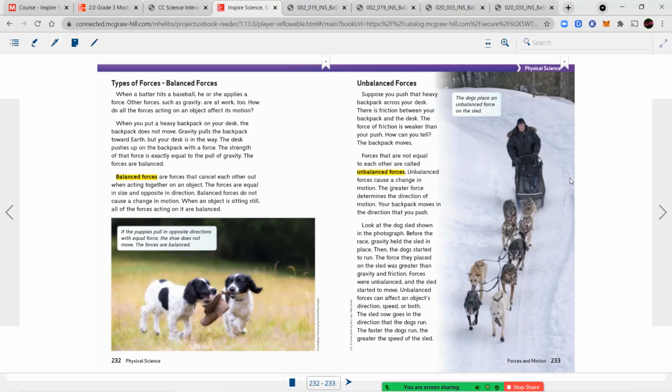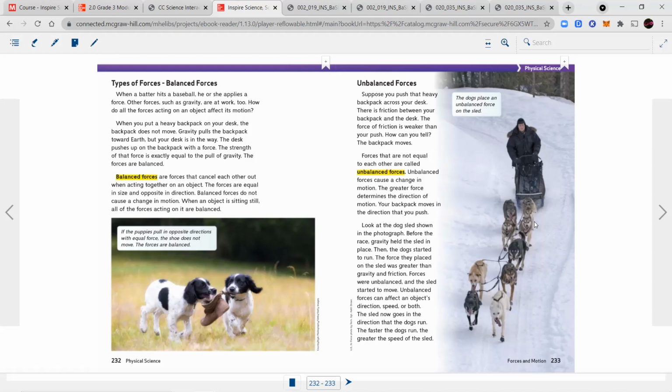Unbalanced forces. Suppose you push the heavy backpack across your desk. There is friction between your backpack and the desk. The force of friction is weaker than your push. How can you tell? Because the backpack moves, right? You're applying more force than the friction that's acting on it, and that greater amount of force is making the backpack move.